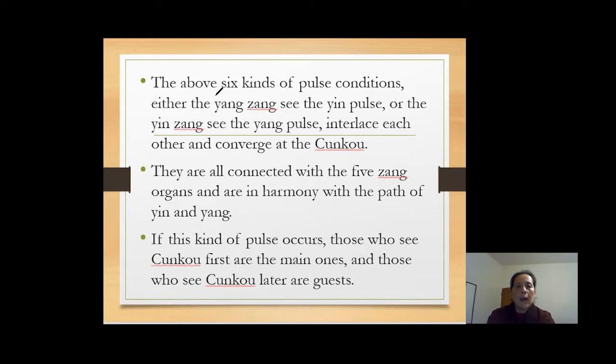So these are about six kinds of pulse condition. They say maybe there is a yang organ disorder with a yin pulse, or maybe a yin organ disorder with a yang pulse. They are not matching. We find the pulse at the chunkou position. So generally speaking, for a yang illness or problems in the yang organs, we should feel the yang pulse.